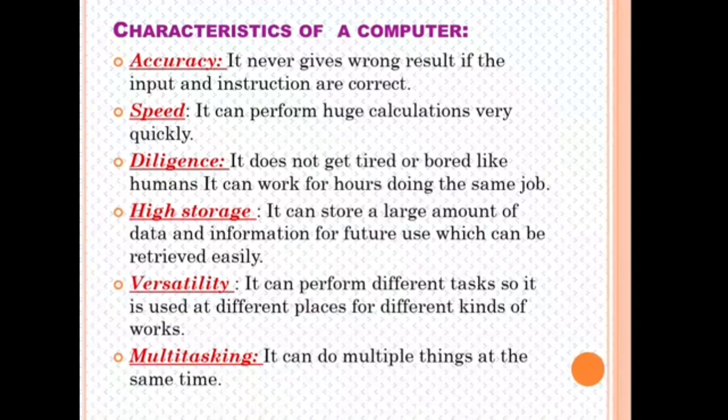Now I will show some characteristics of a computer. The first one is accuracy. It never gives a wrong result if the input and instructions are correct. It will never give a wrong output. If the user gives a wrong input, then only it will give a wrong output. Otherwise, it will give a correct result when the instructions are correct.